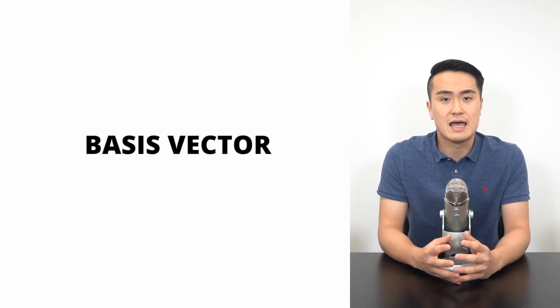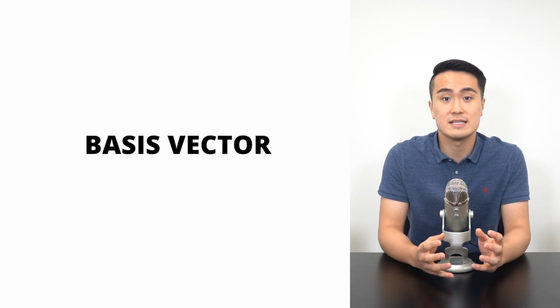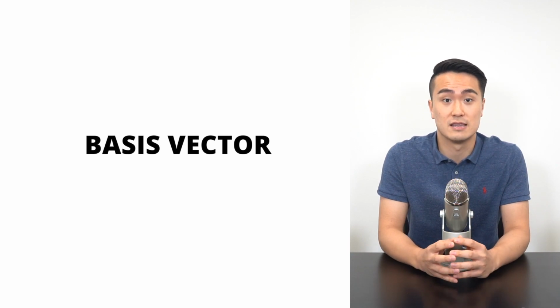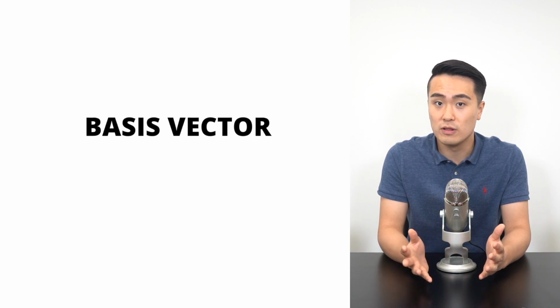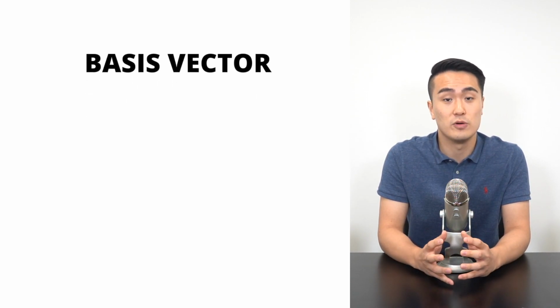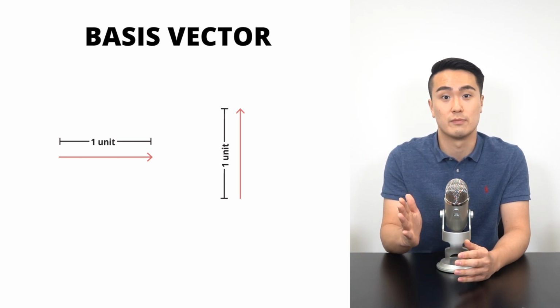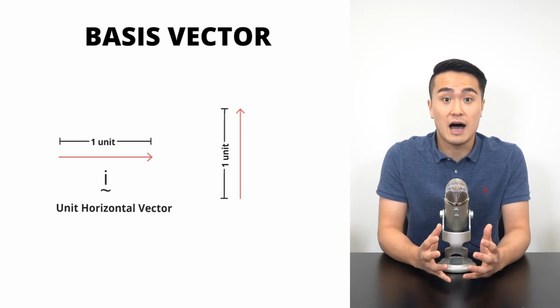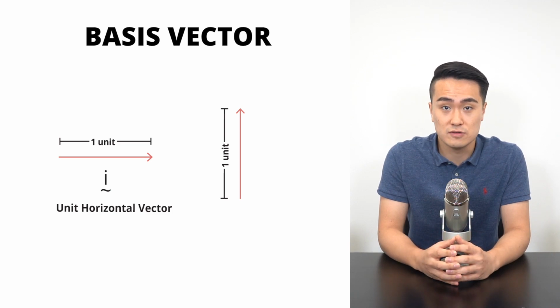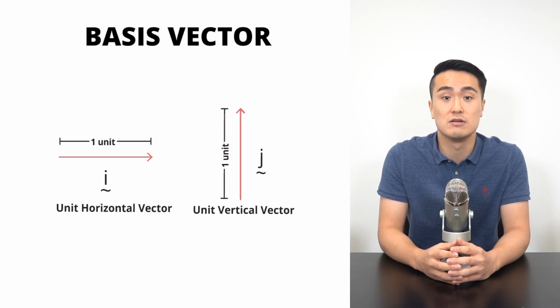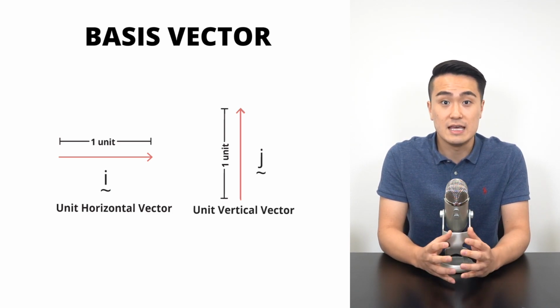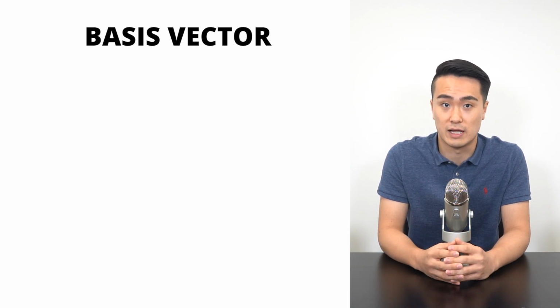So rather than just labeling vectors with letters, we want a standardized and consistent way to label all vectors relative to each other. Because they all lie on the 2D Cartesian plane, we can break down each vector in terms of their horizontal and vertical components. The i vector is the unit horizontal vector, and the j vector is the unit vertical vector. These are called the basis vectors as they define the dimensions of the 2D plane.